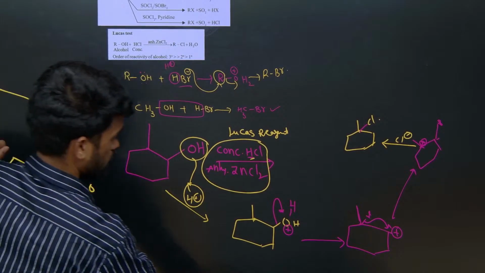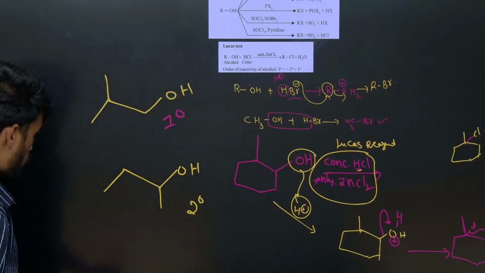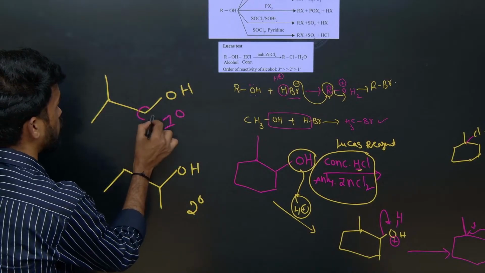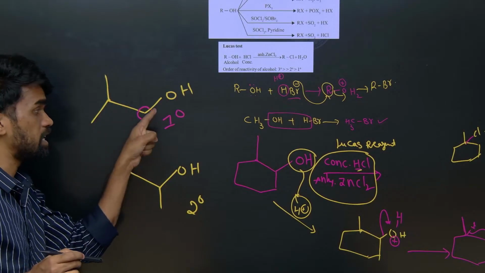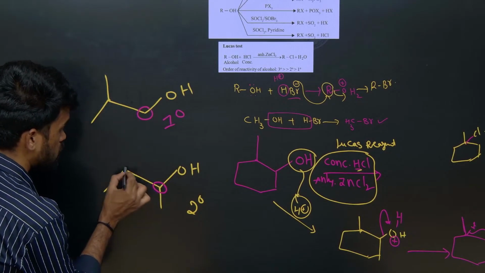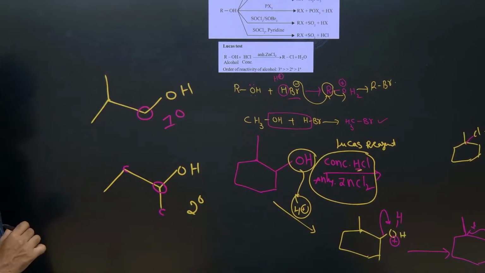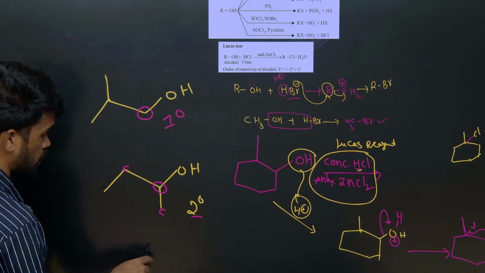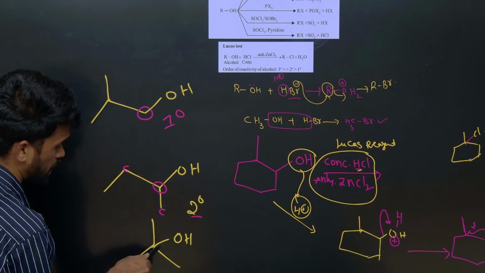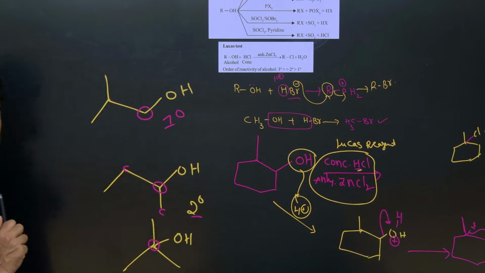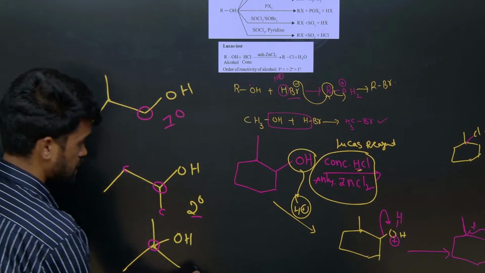If the OH group is attached to the carbon which is attached with only one carbon atom directly, then we can say that is primary. If the carbon is attached with 2 other carbons directly, we can say that is secondary alcohol. If the OH group is attached to a carbon where it is attached to the other 3 carbons directly like this, we can say this is tertiary.